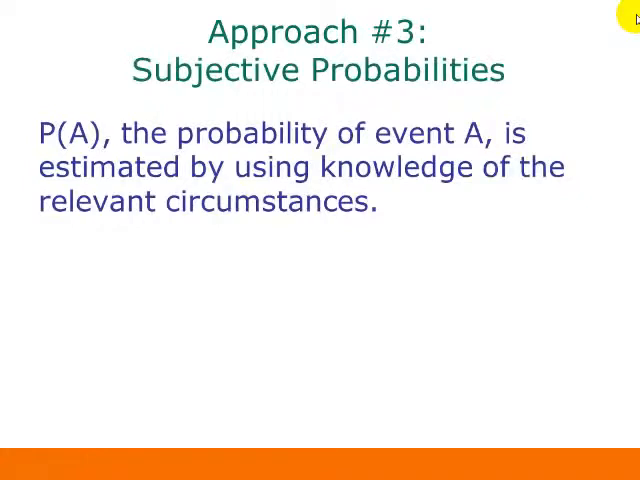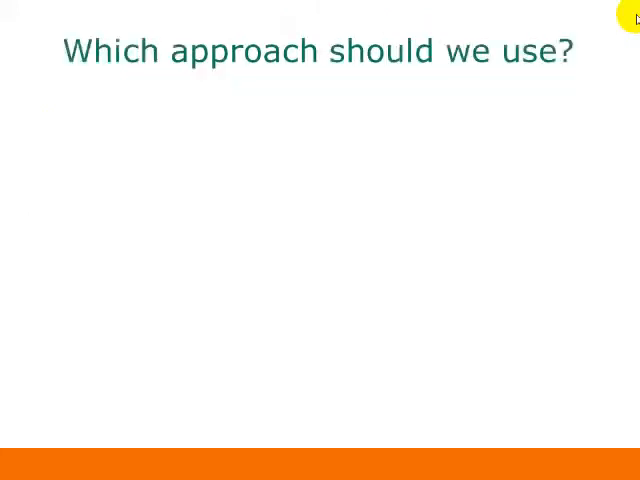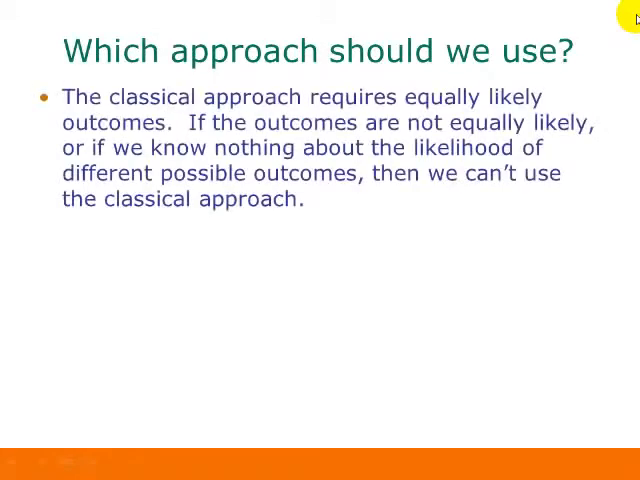The third approach is subjective probabilities. In this one, the probability of event A is estimated by using knowledge of the relevant circumstances. So the question is, which approach should we use in a specific situation? Again, the classical approach requires equally likely outcomes. If the outcomes aren't equally likely, or if we don't know anything about the likelihood of different possible outcomes, then we can't use this approach.